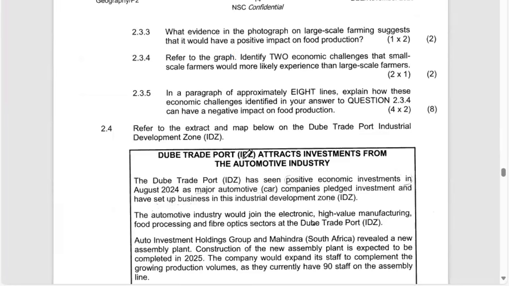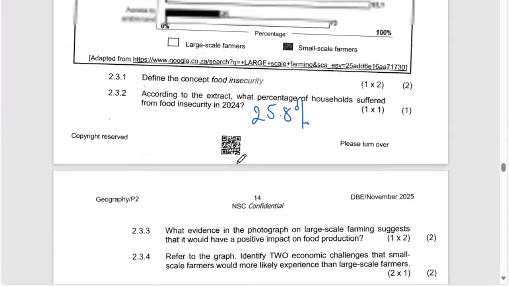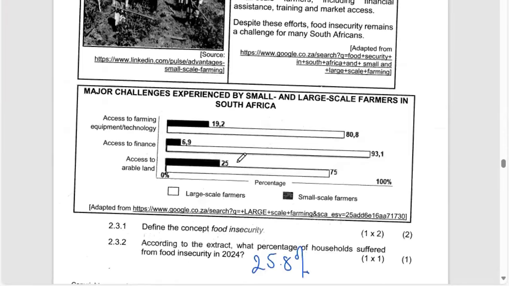Refer to the graph, identify two economic challenges that small-scale farmers are more likely to experience than large-scale farmers. We're just referring to the graph here. Small-scale farmers have limited access to farming equipment and technology. They only have 19.2, if you can see there, while the large-scale have got 80.8. So we see it's a challenge. They've got limited access to equipment and technology.